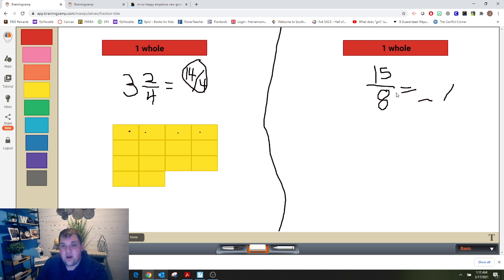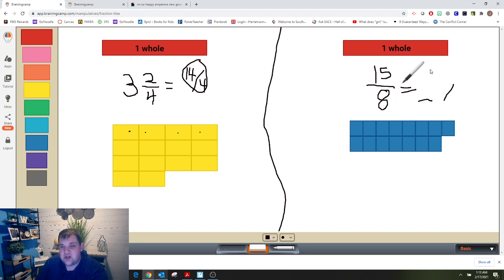Now I know in one whole there's 8 pieces because the denominator is 8. So I'm going to get this blue tile and I'm going to make 8 pieces in a row. 1, 2, 3, 4, 5, 6, 7, 8. That is one whole and it's 8/8 because I have 8 pieces. But I need to get to 15/8. So I'm going to get more. There's 9, 10, 11, 12, 13, 14, 15. So there is one whole here.